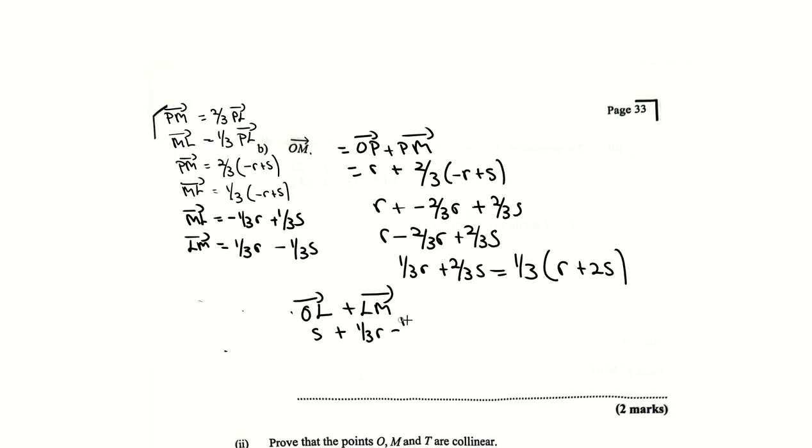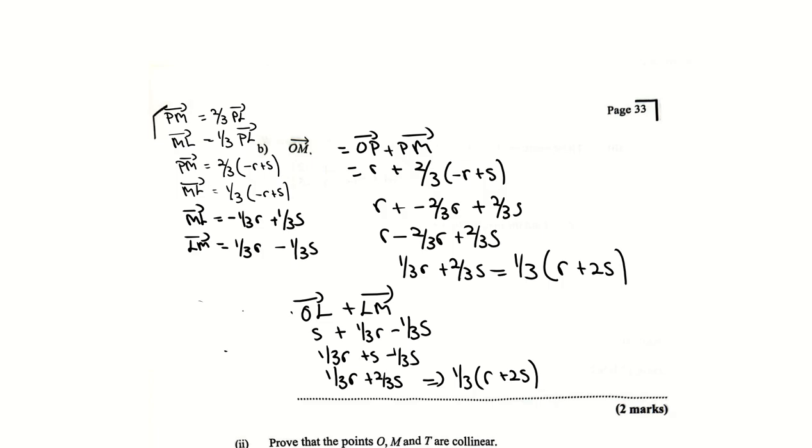minus 1/3 S, group like terms, so it will be 1/3 R plus S minus 1/3 S. 1 minus 1/3, because although we're not seeing this, this is 1S, right, it is 2/3 S, so it would be 1/3 R plus 2/3 S, which when we factorize it, it will be 1/3 by R plus 2S. So again, doesn't matter which way we go, we will get the same answer.